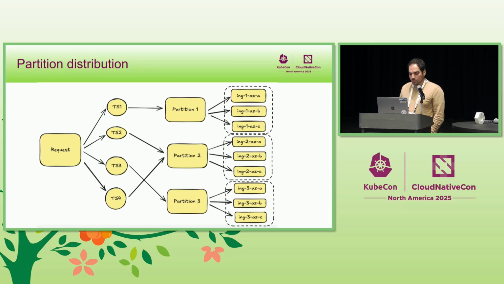And why this is so good for us in terms of availability, and that's what we are trying to do with Cortex, is that if we have 2 ingesters down, let's say ingester 2 and ingester 3, it doesn't matter which AZ, they are not impacting us because we know that partition 2 still has 2 out of 3, and partition 3 still has 2 out of 3. So the only impact that we have is when we have 2 ingesters down in the same AZ.